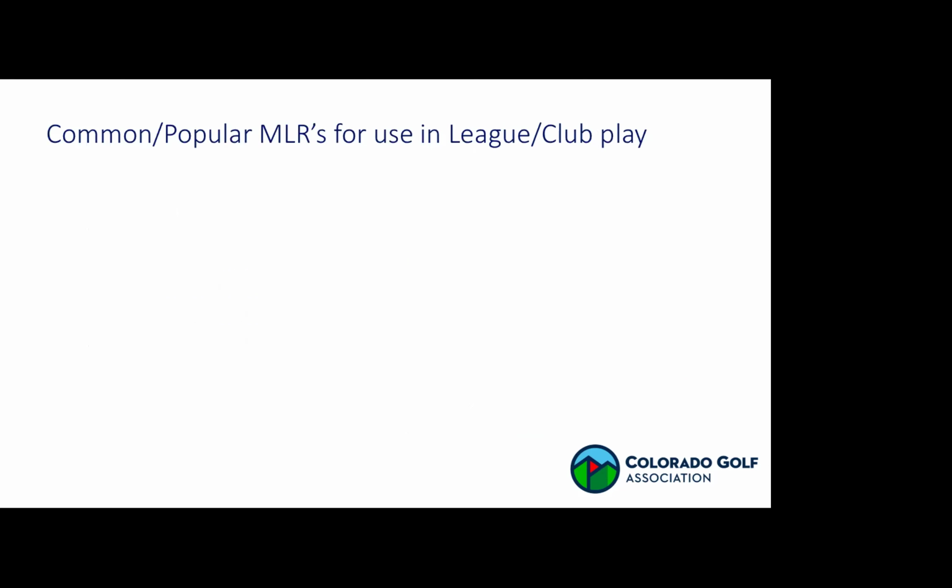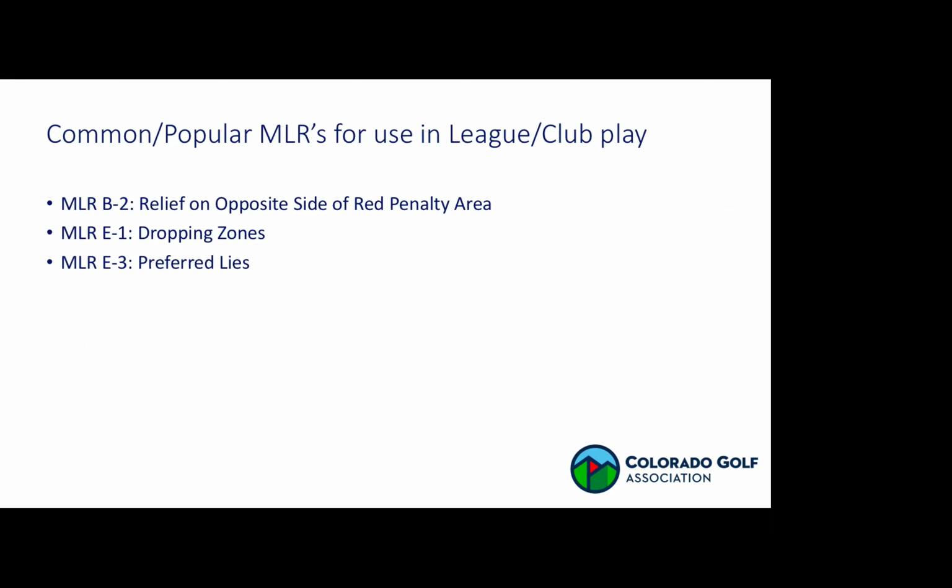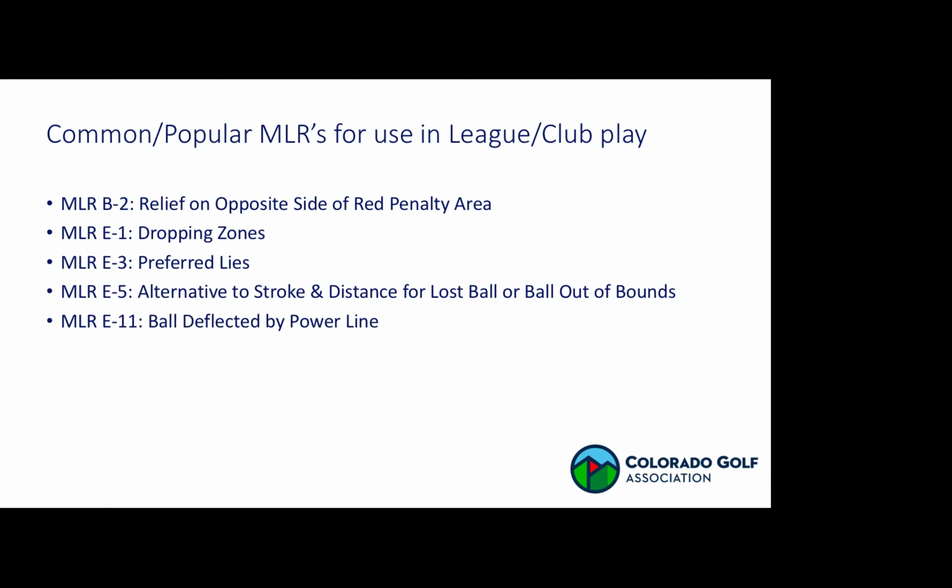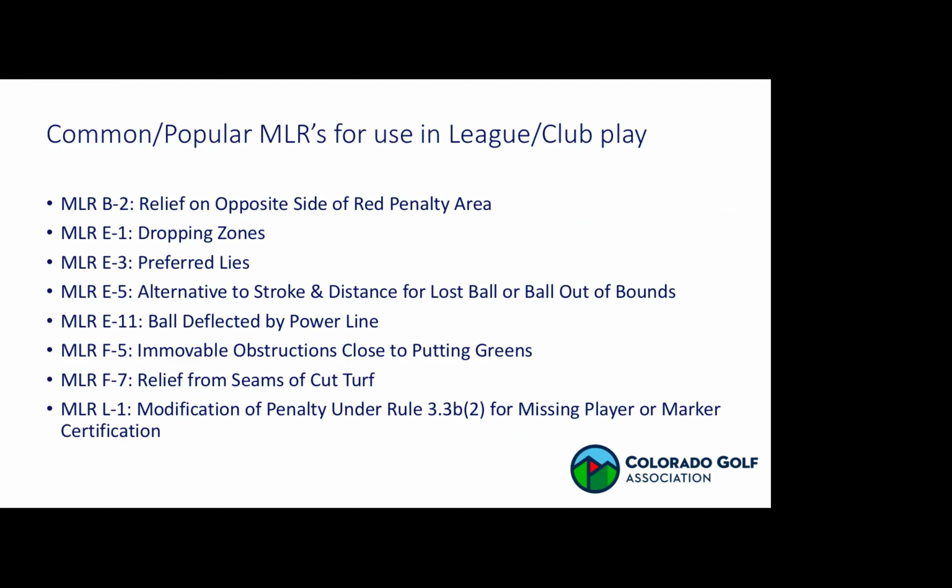Great. And next, we'll go into some of our examples of some of the more common local rules that we're going to be seeing a lot on our hard card. So we're going to go over some of the more common ones: relief on the opposite side of penalty areas, dropping zones, third lies, alternative shots, rule reflected by power lines. All of these we're going to go over in some detail just to give you an idea of what you might face when coming across these local rules.